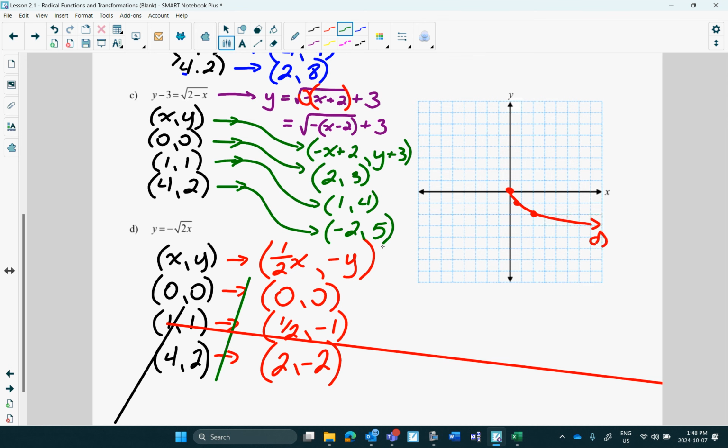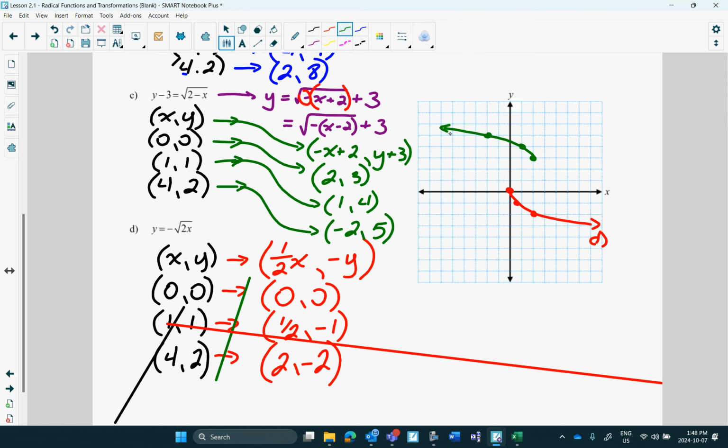1, 2, 3, 1, 4, -2, 5. What's that? Oh, no. If it shifts at all, if there's vertical or horizontal shifts, it's not going to start at 0, 0. Axes.